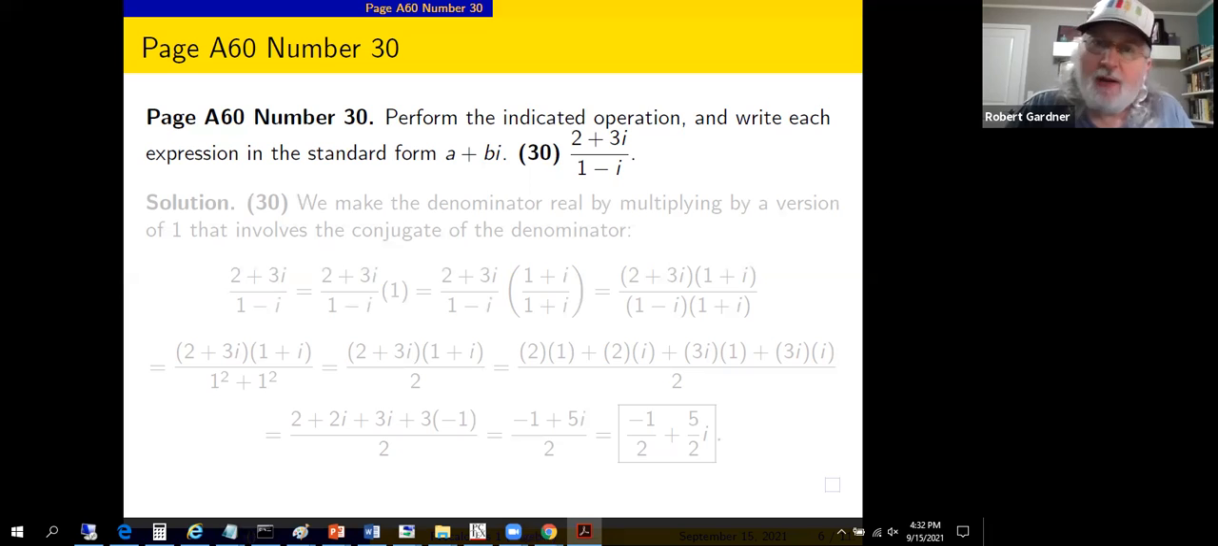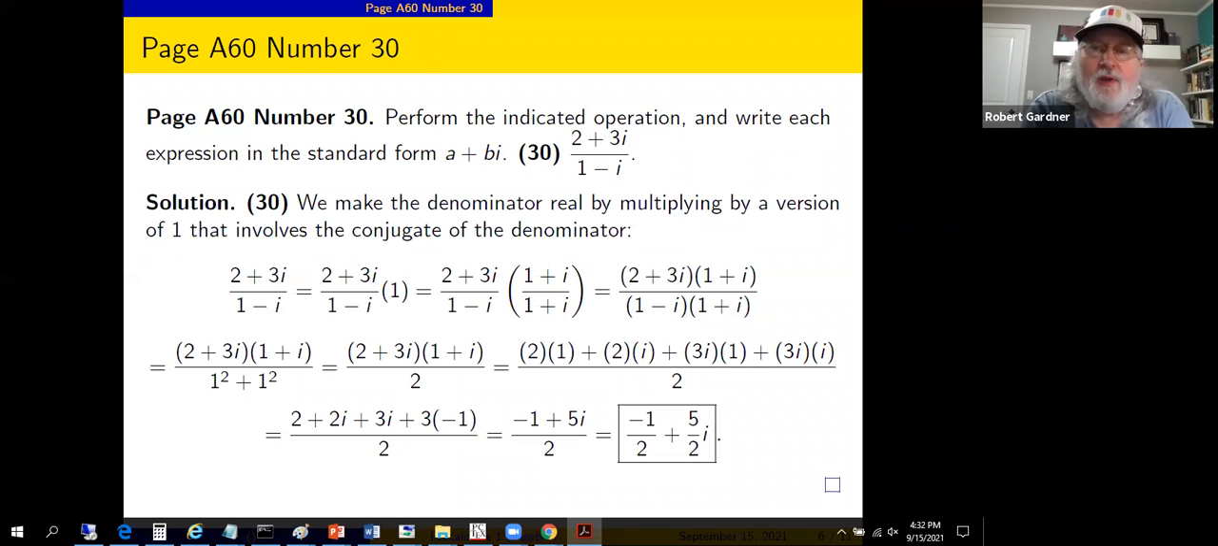Here's a quotient of two complex numbers. I don't think just long division is going to really get you anywhere. It doesn't really get you anywhere when you take a quotient of two real numbers. Then how about we do it the same way we did the previous one. Let's take 2 plus 3i over 1 minus i, multiply it by the right version of 1. What's the right version of 1? It'd be the conjugate of the denominator over itself. Denominator is 1 minus i. We'll multiply by 1 plus i over itself.